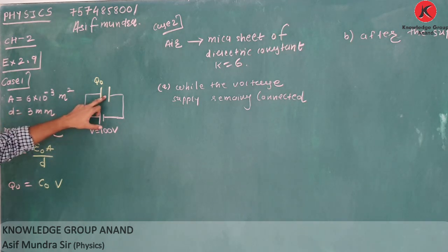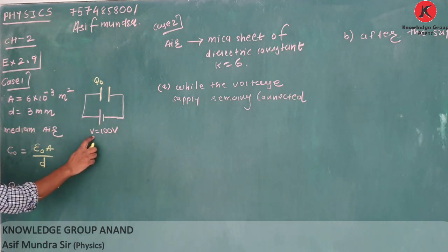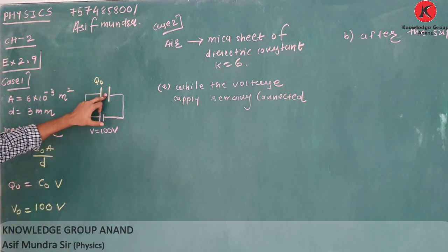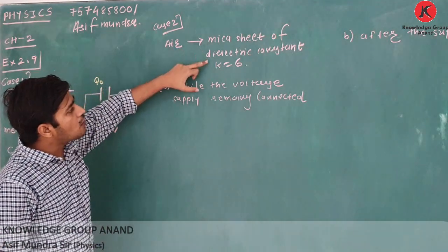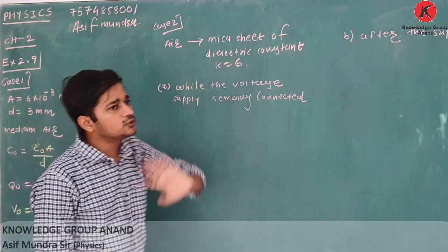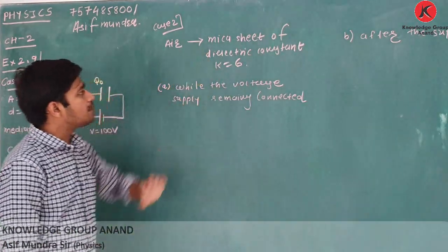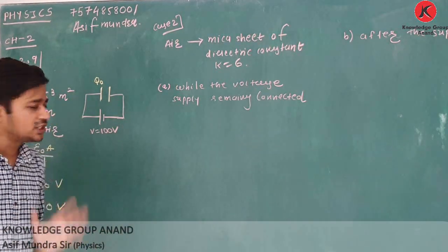See, initially medium between two plates is air. So initial capacitance, initial charge, and initial potential drop V0 is equal to 100 volt, when medium is air. Now what is the question? If the medium between two plates, that is air, is replaced by mica sheet of dielectric constant K is equal to 6, so what is the first change? Yes, capacitance will be changed.